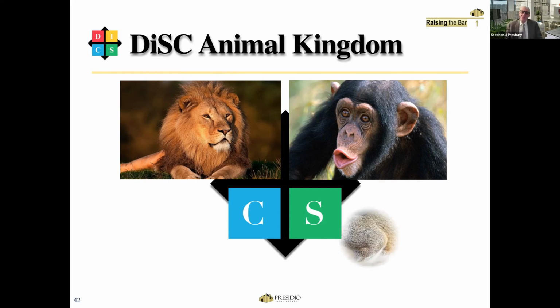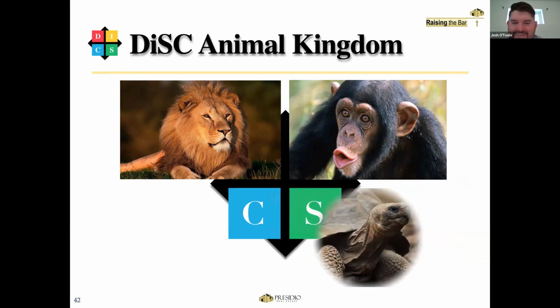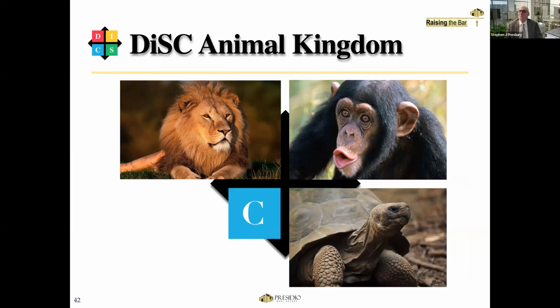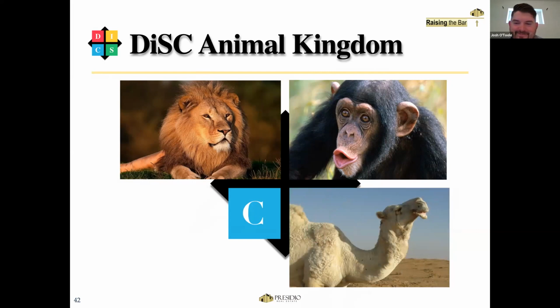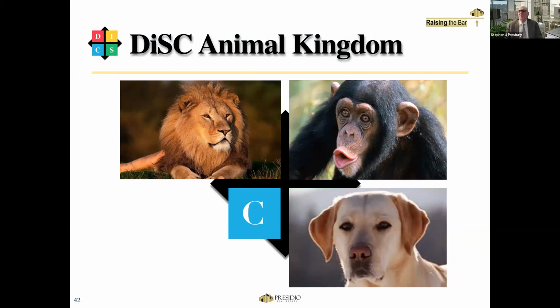Okay, let's see what comes up. We got the squirrel, okay. The tortoise. There we go. There we can see that one. We got the camel. I thought you might have got this one. You'll say, "Oh yeah, of course." Labrador dog. Perfect.